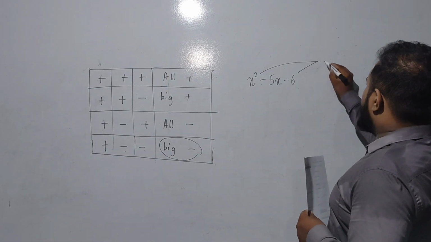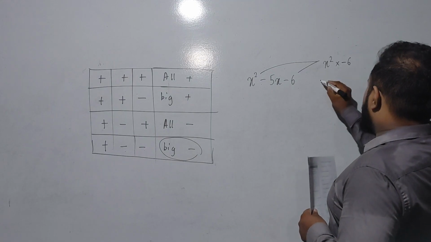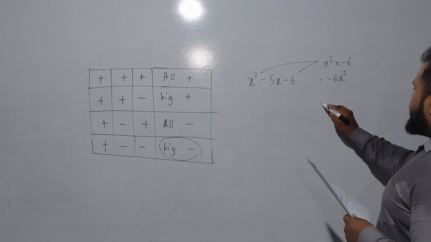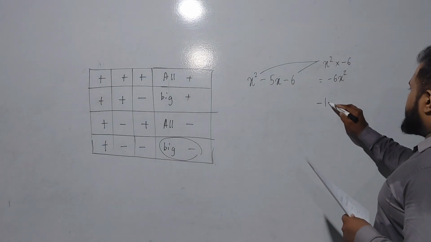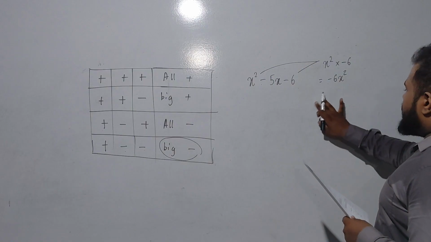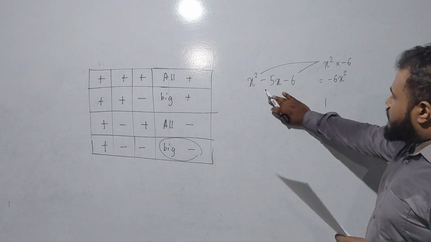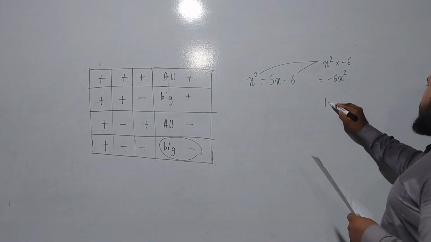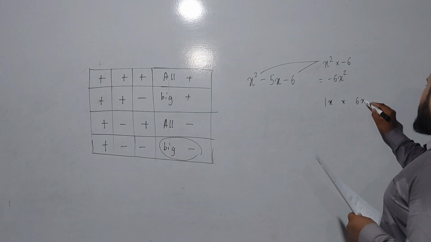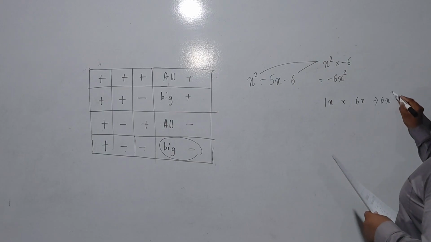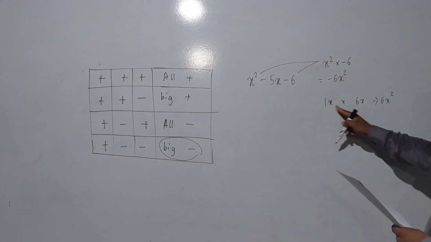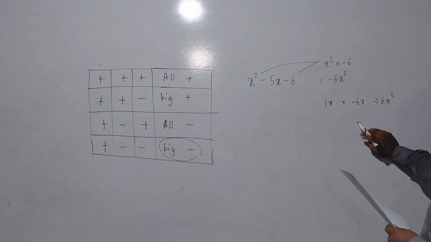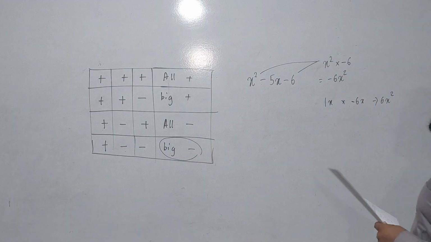We have to write x squared into minus 6 value. That means minus 6x squared value as its multiples. When we are writing multiples, we have to put minus for the big value. Like this, 1x into 6x is 6x squared. For 6 we are putting negative because big minus.